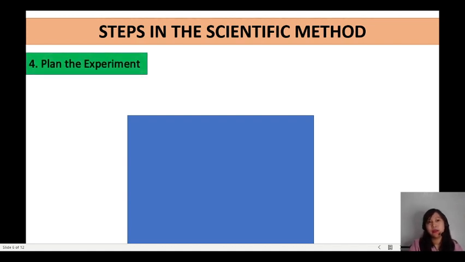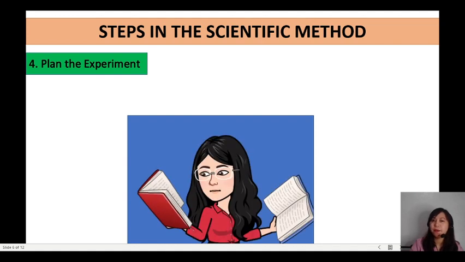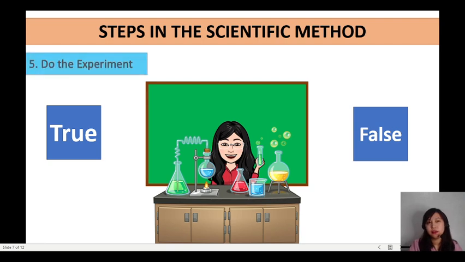Next, the fourth step, plan the experiment. So, how do you plan your experimentation? By simply preparing the materials for the actual experiment. Then, the fifth one is to do the experimentation, or the actual experiment. The experimentation shows if your experiment will work or not, or if your hypothesis is true or false.